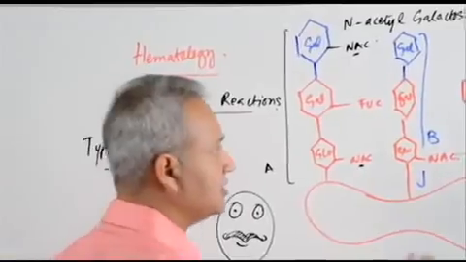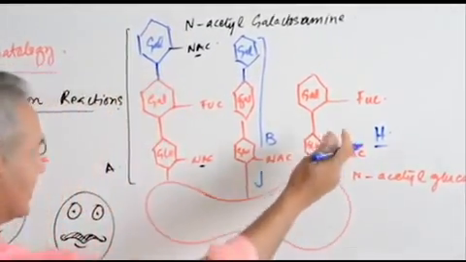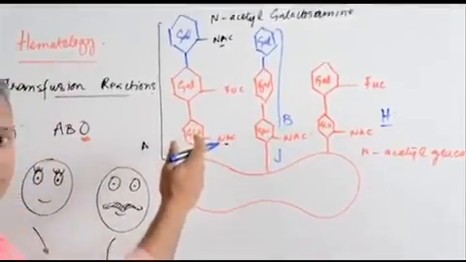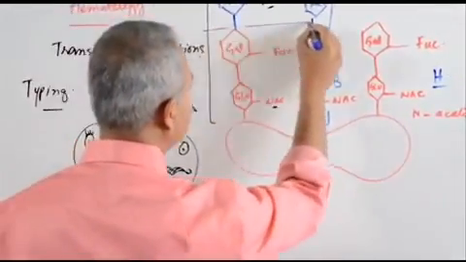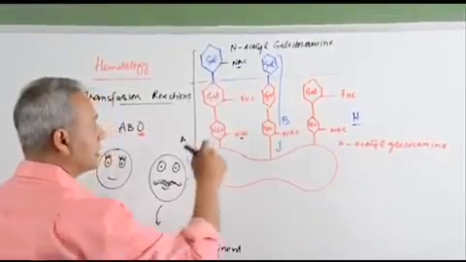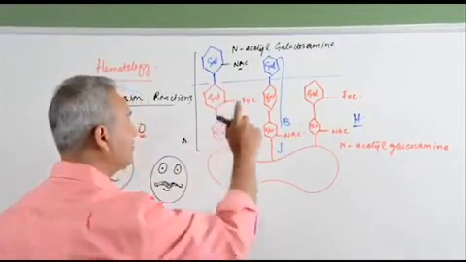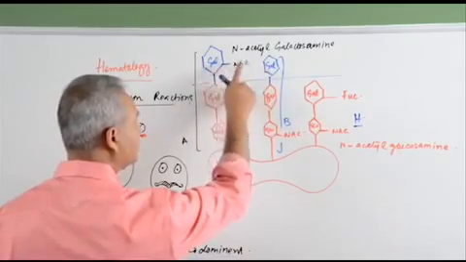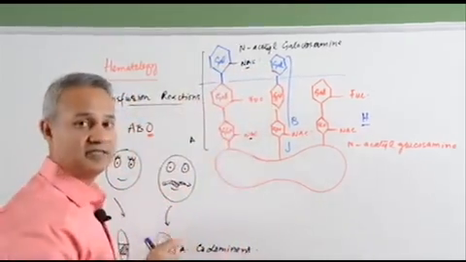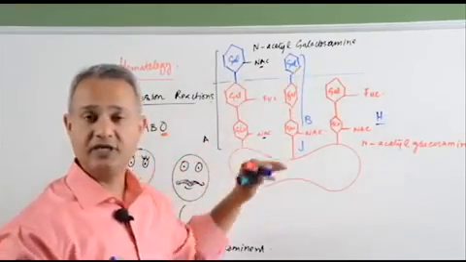So the H antigen is this one. This is actually common in all antigens. The H antigen itself is non-antigenic, but B and A are both antigenic, and the difference between B and A is that galactose is common, and N-acetyl is the only difference. So N-acetyl galactosamine here and galactose here, that is the difference.